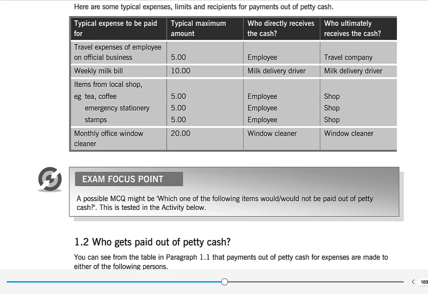Also, petty cash should not be used for personal items. For example, a birthday gift for an employee, personal groceries, personal flowers, personal taxi rides. These are not business expenses, so petty cash should not pay for them.